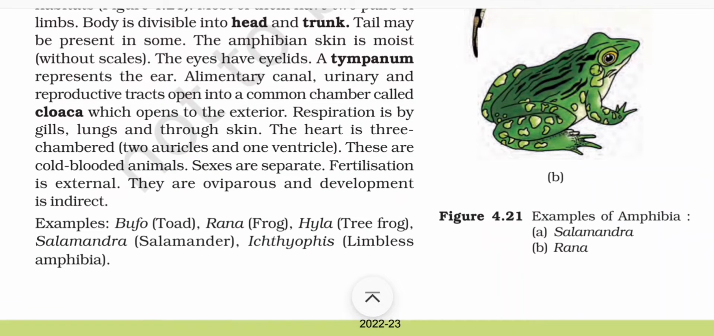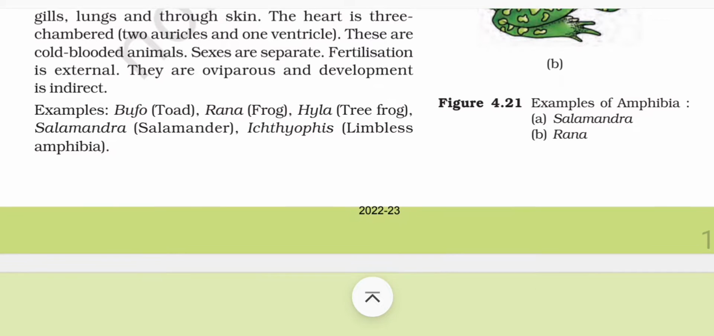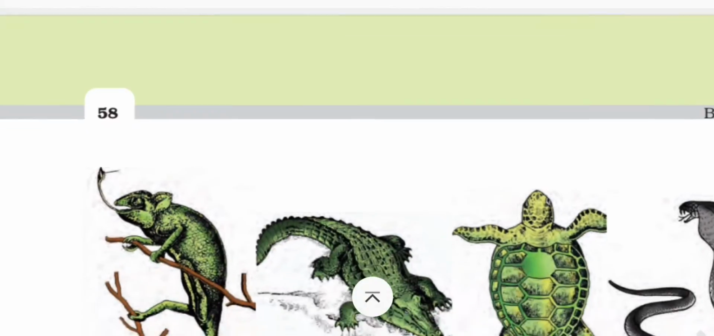Alimentary canal, urinary, and reproductive tracts open into a common chamber called cloaca, which opens to the exterior. Respiration is by gills, lungs, and through skin. The heart is 3-chambered, 2 auricles and 1 ventricle. These are cold-blooded animals. Sexes are separate. Fertilization is external. They are oviparous and development is indirect. Example: Bufo, that is toad, Rana, frog, Hyla, tree frog, Salamandra, salamander, Ichthyophis, limbless amphibia.